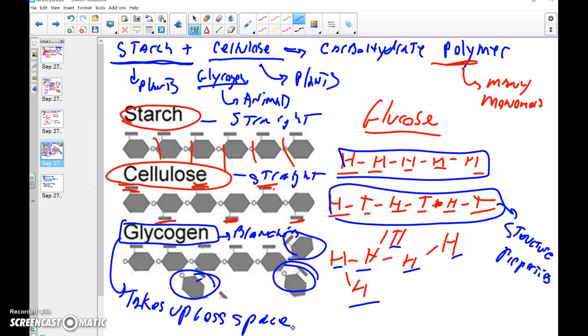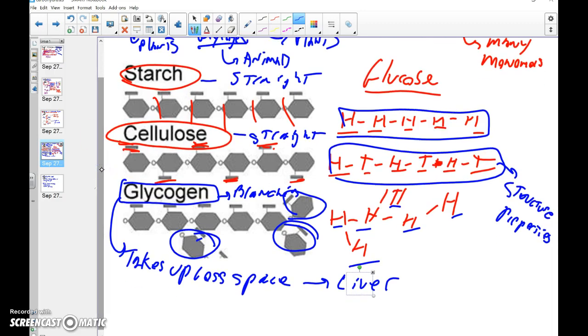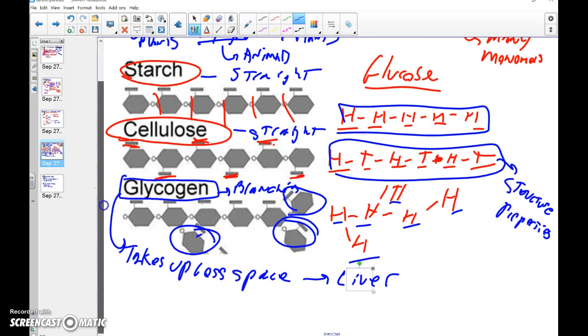Animals don't have a lot of storage space because animals need to move. Since they need to be mobile, they can't be carrying around everything they need. Plants, particularly trees, can just be gigantic, so they can have all the storage space they need. Animals, however, do not. And so animals store glycogen in the liver. We don't store a lot, and it frequently gets used and then replaced, used and then replaced. We branch it so it's easier to store. So here you have three different types of large carbohydrate polymers.